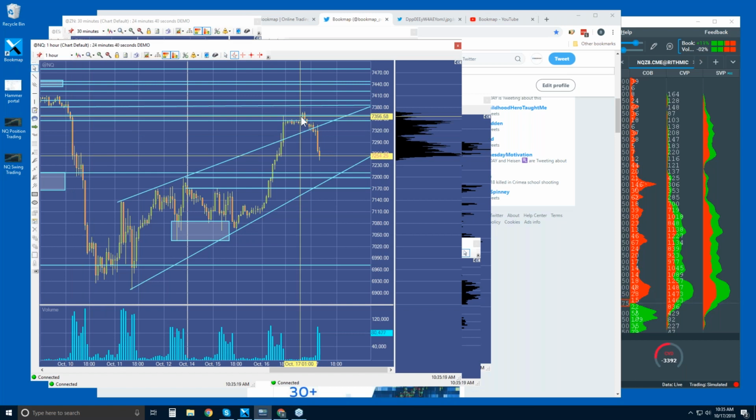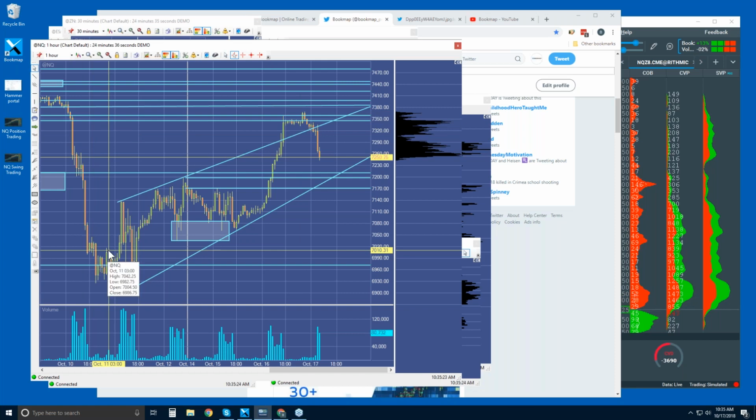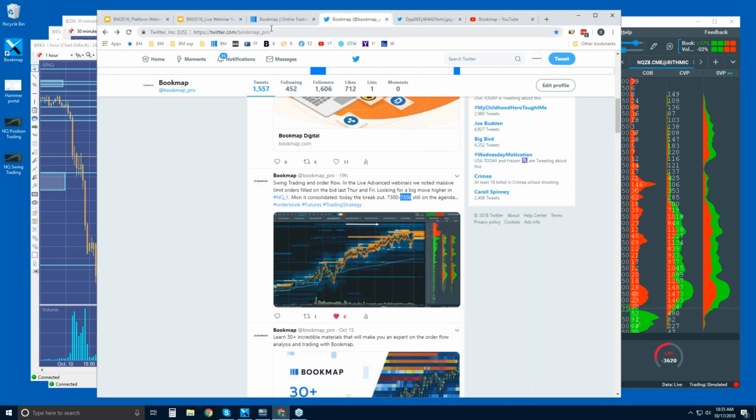So the point is you can start to understand order flow on much higher time frames and bring that into your trading. Okay, point made. Let's go and jump into Bookmap. Let me know if you have any questions about the crypto.